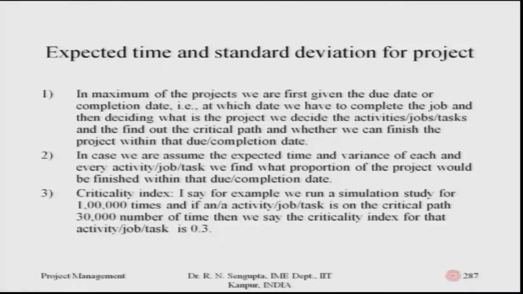So, in most projects we are first given the due date, which we denote by D, or the completion date, that is, the date by which we have to complete the job. Then, deciding on the project, we decide the activities, jobs and tasks, and find out the critical path, whether we can finish the project within that due date. Assuming we know the expected time T and the variance Vt of each activity, we find out what proportion of the project would be finished within the due date, the completion date.